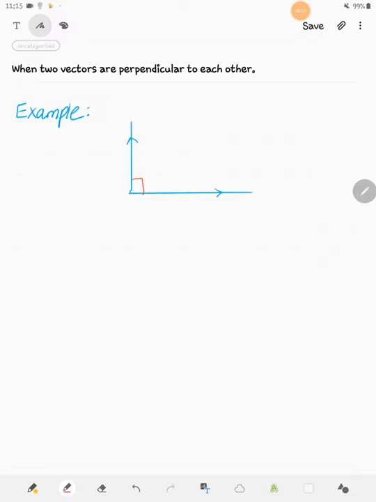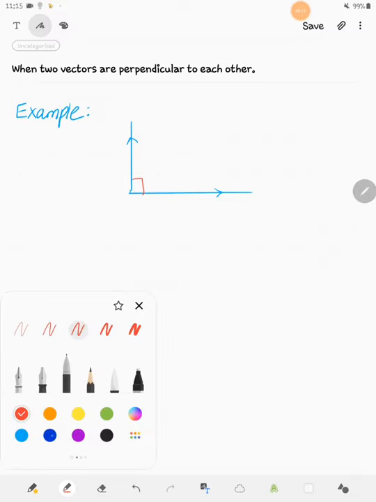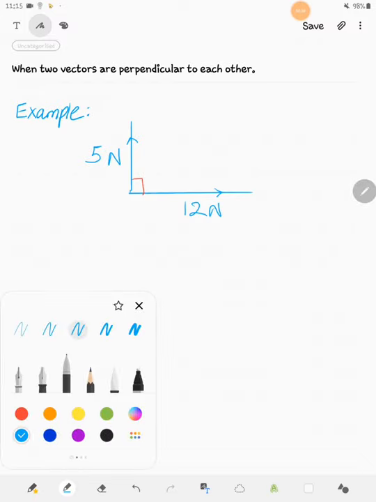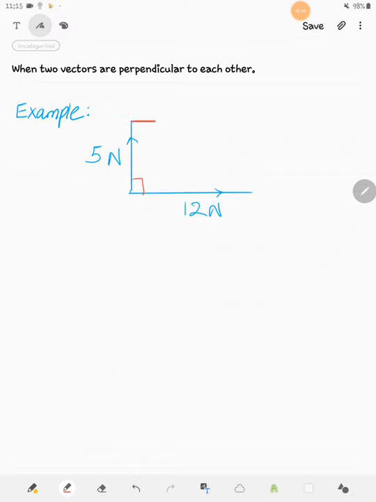So assuming one of the vectors is, let's say, 12 Newton, and the other one is, let's say, 5 Newton. Now, this is not drawn to scale. If you are asked to look for the resultant vector, it will be the hypotenuse of the right angle triangle formed when you draw a line like this that I'm about to draw right now. Now, that is the resultant vector. So I can just put this to show the direction of the resultant vector.